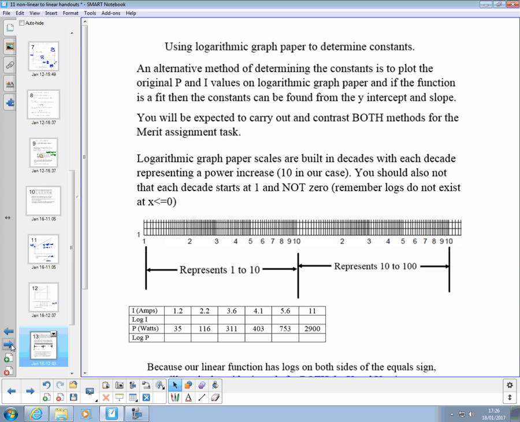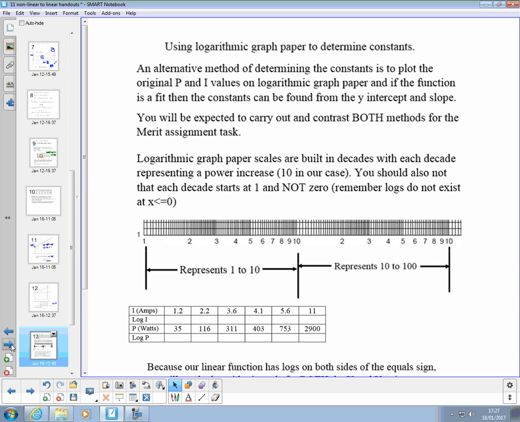One as linear, like a normal piece of graph, and you can get log-log graph paper. That's what we're going to be using as log-log. Okay? In your assignment, for the merit task, you're being asked to contrast the two different methods that we're using tonight. That is, linearizing the equation to a straight line on normal graph paper or on a normal graph, and then contrasting that with this method of using logarithmic graph paper.